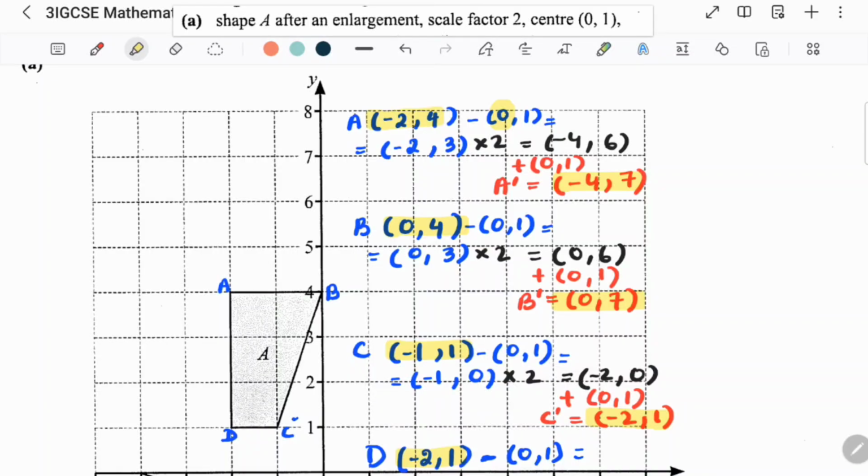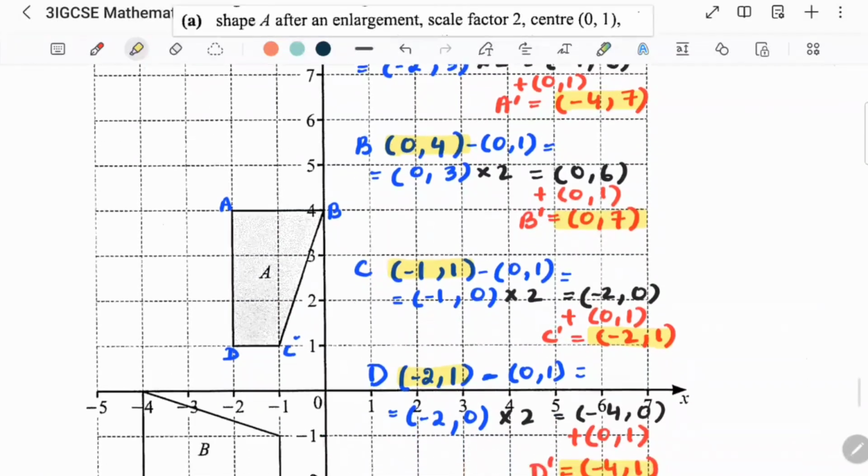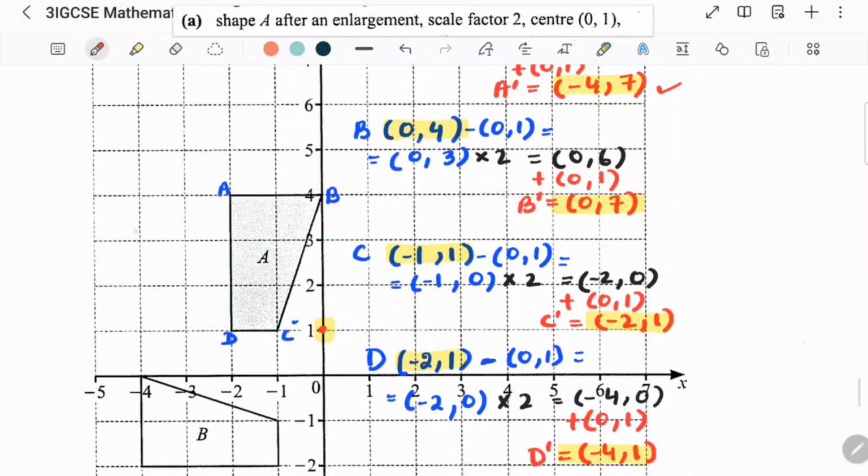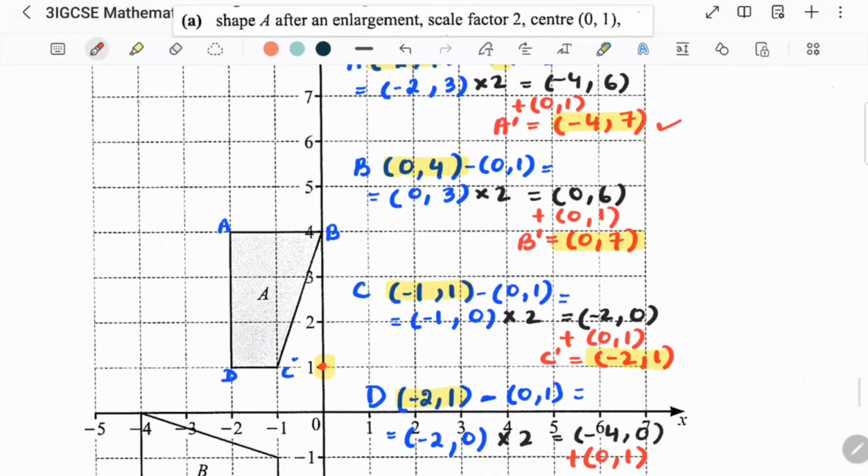Your A is the object, and now we are going to make the image of it. So the center was 0, 1. It's here. The center is 0, 1. So the first coordinate is -4, 7. So you have to mark -4 and 7. This is the A prime.